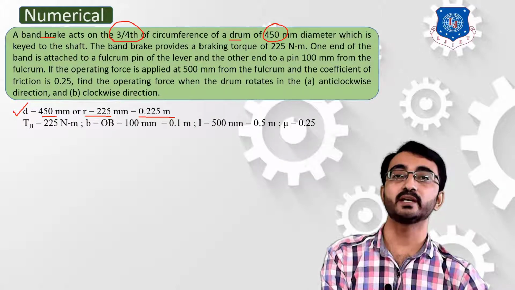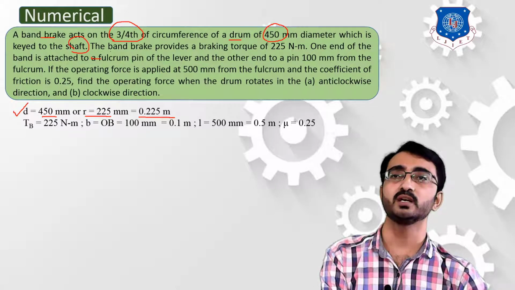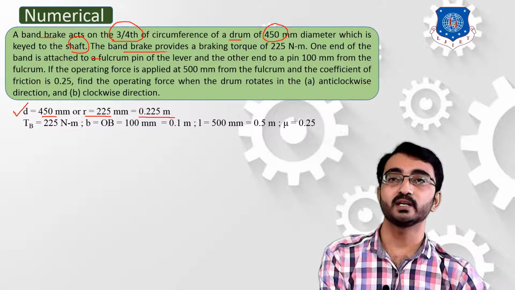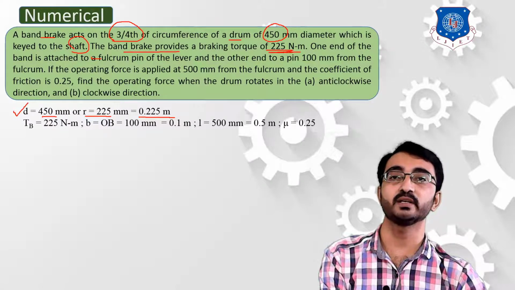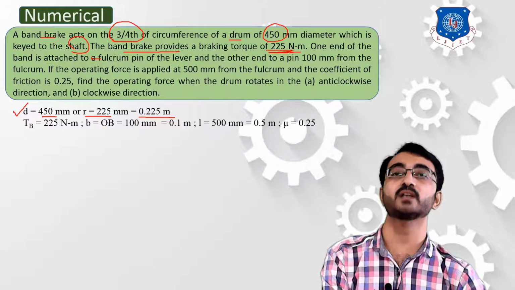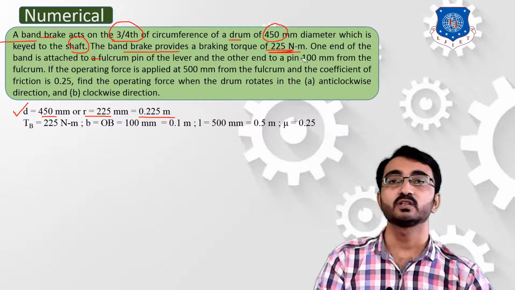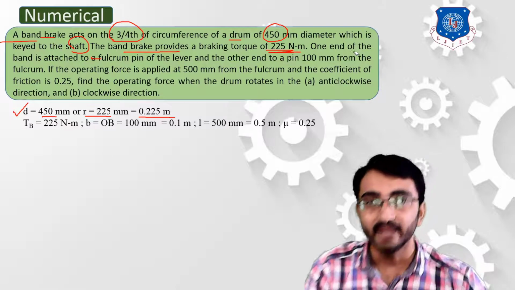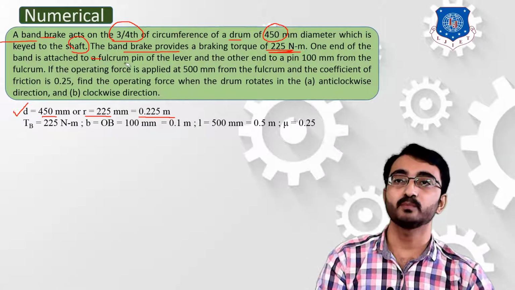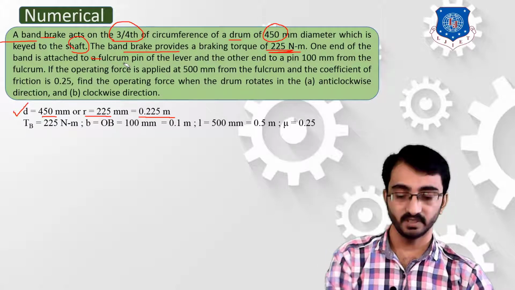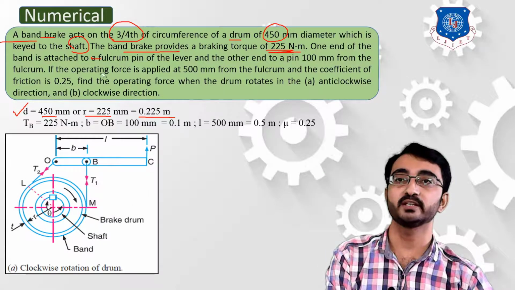Now this brake drum is keyed to a shaft. Okay, so it is given that it is keyed to a shaft. Now the band brake provides a braking torque of 225 Newton. Over here they have given the braking torque as 225 Newton. The next data given is that one end of this band is attached to a fulcrum pin. So one end will be connected to the fulcrum pin. You can refer to this diagram.